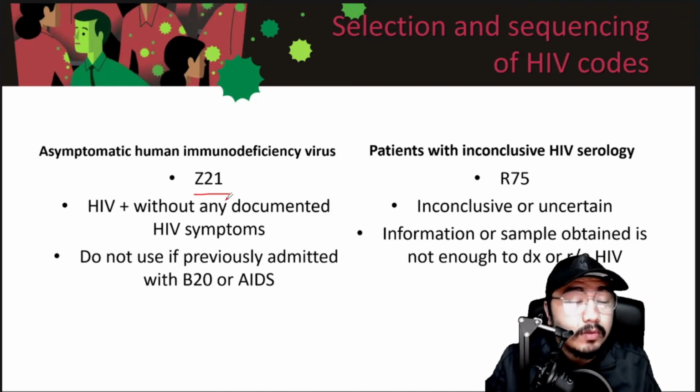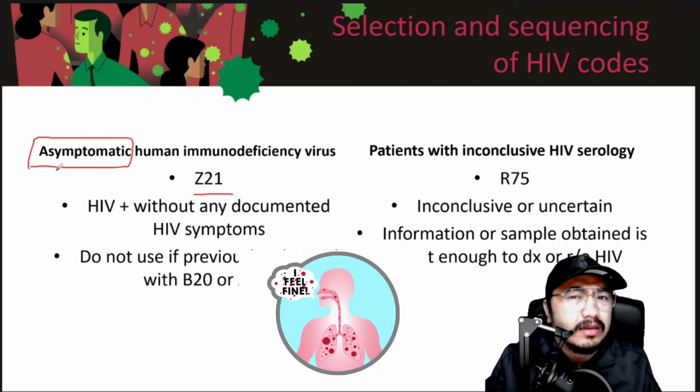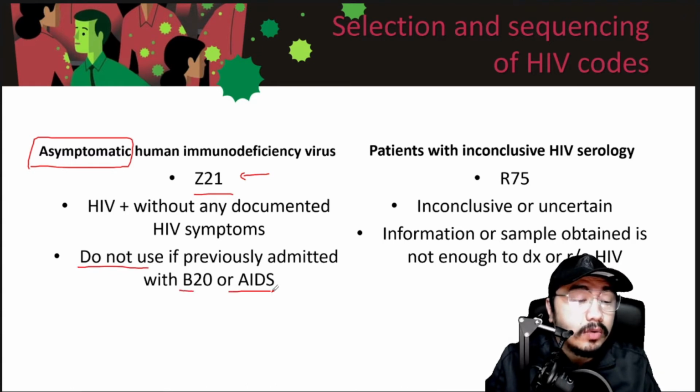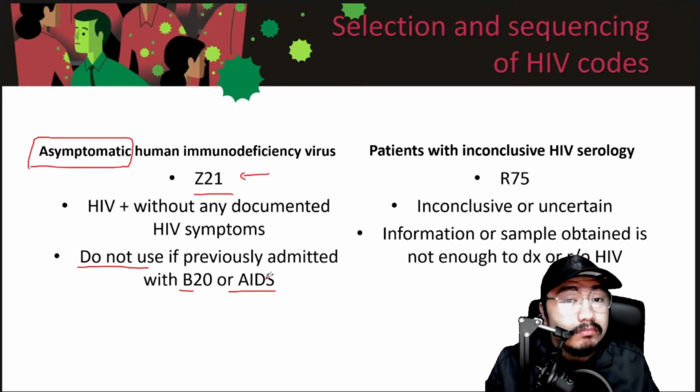Okay, so Z21 is asymptomatic. So basically, the patient doesn't show any type of manifestations for an HIV related condition. So that's going to be it. Wait for the doctor's notes before you decide whether it's a Z21 or B20, okay? Do not use if previously admitted with B20 or AIDS. So basically, if the patient is here already because of B20 or an AIDS condition before, don't code Z21. Okay, you will be coding B20 instead.